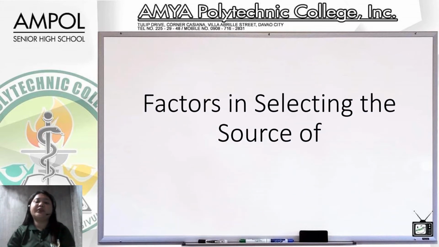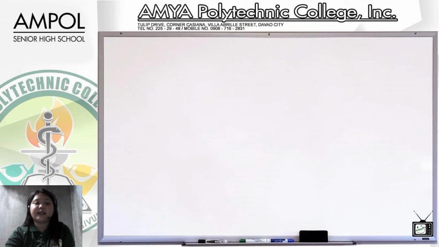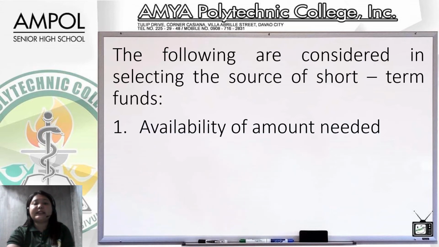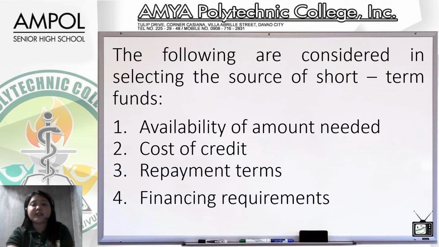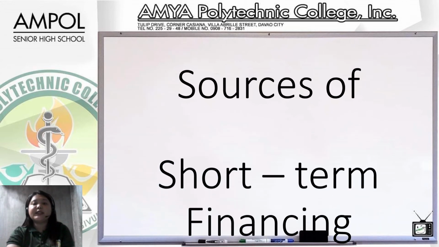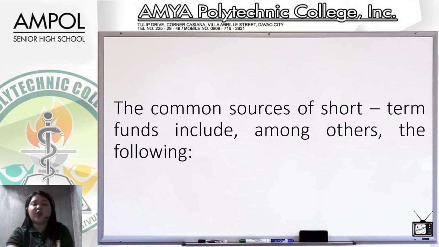We have also the factors in selecting the source. In selecting the source of short-term funds, the following should be considered. First is the availability of amount needed. Second is the cost of credit. Third is the repayment terms. And fourth is the financing requirements. Now, what are the sources of short-term financing? The common sources of short-term funds include the following.